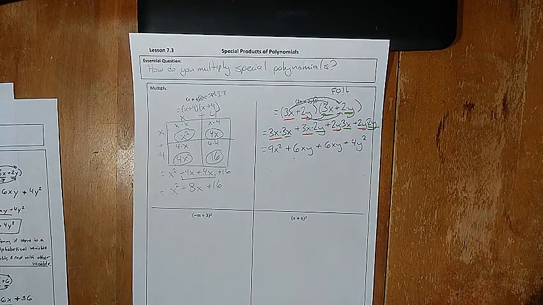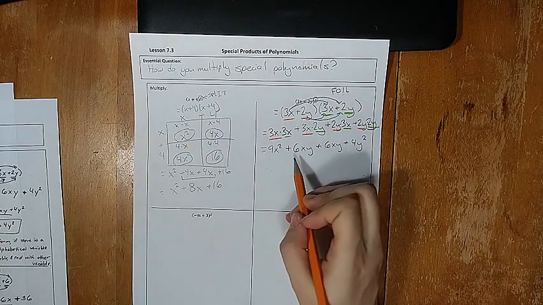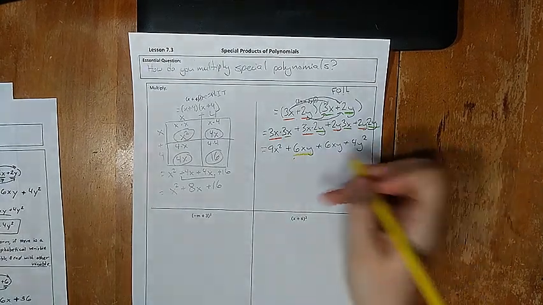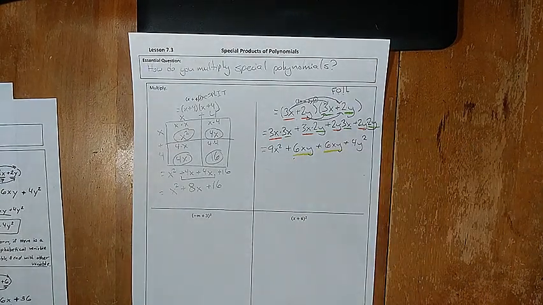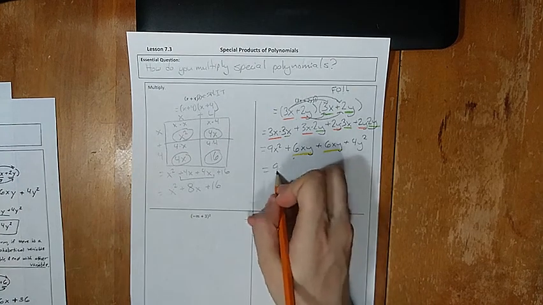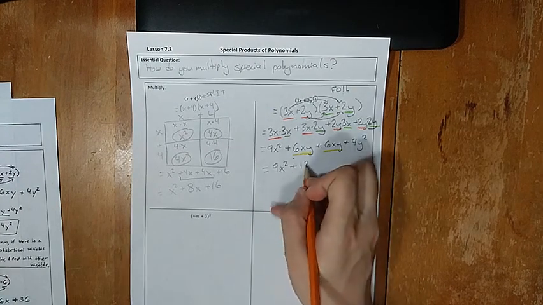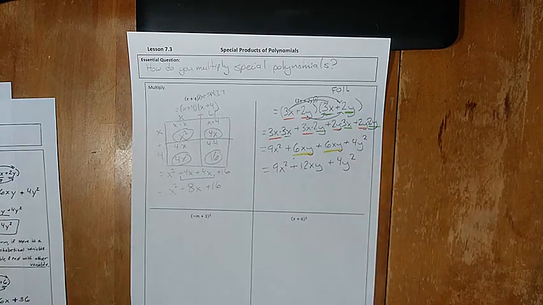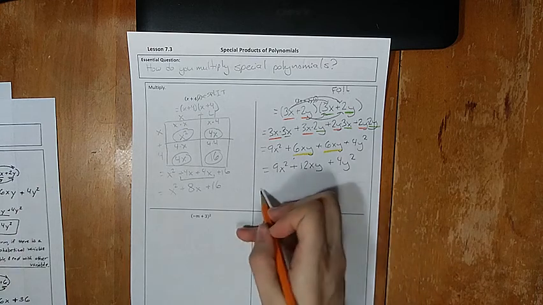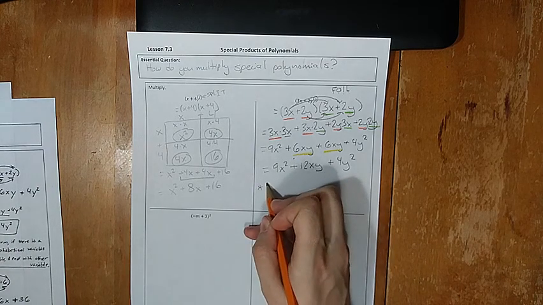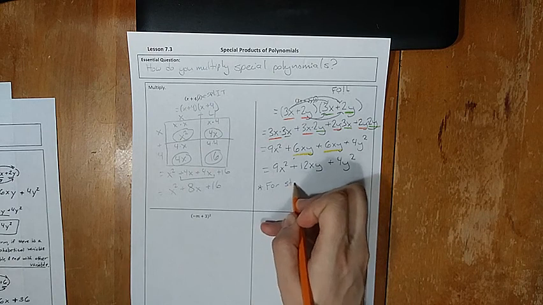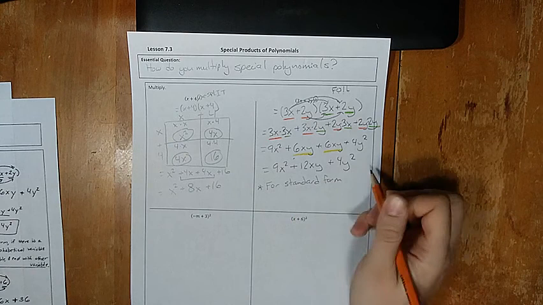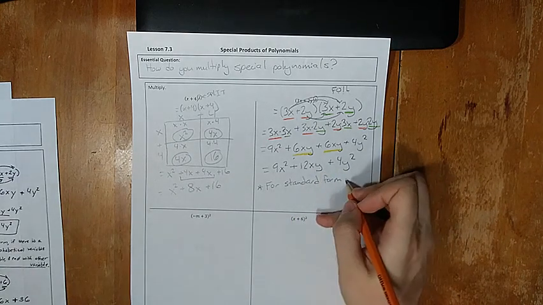Now I can look and say, hey, are there any like terms? Yeah, there are actually. We have an xy here, 6 of them, and we have 6xy here. So I can combine those like terms, and we have 9x squared plus 12xy plus 4y squared. I want you to remember, because this is a little different, we know for standard form, we want to write it alphabetically first.